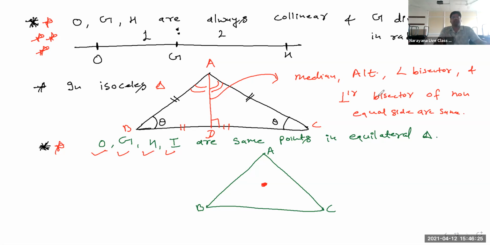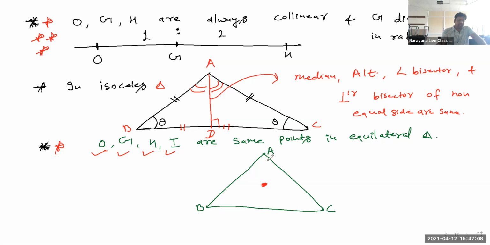What I'm trying to say is that AD is median as well as altitude, as well as angle bisector, as well as perpendicular bisector. So AD is not only median, it is also altitude from vertex A to BC. It is also perpendicular bisector of BC. It is also angle bisector of angle A. But this will be only true for this one, AD, not for another line from B. Got it?